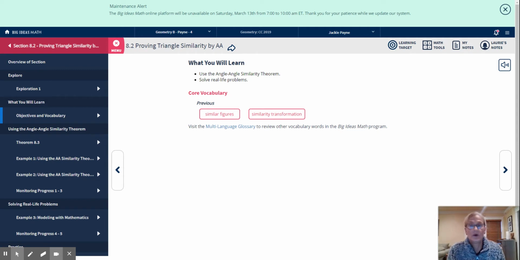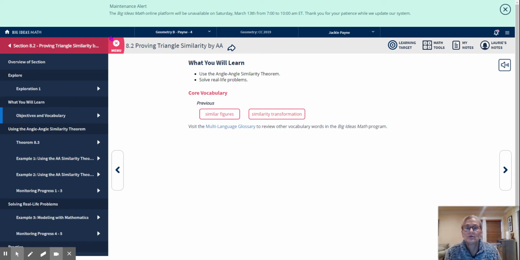We're going to continue on in Chapter 8 today. So far, we've just introduced the similarity chapter and the ideas of how to find similar figures. Now we're going to go on and do a theorem, actually, where you can take two triangles and prove that they are similar, which is almost congruent, using the similarity theorem. And then we'll do some real life problems.